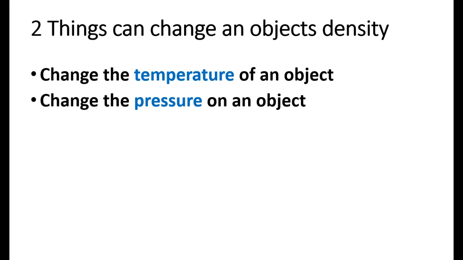While size and shape have absolutely no effect on density, there are two things that can change the density of an object. If you change the temperature of the object, or if you change the pressure that's applied to the object, it can change the density.